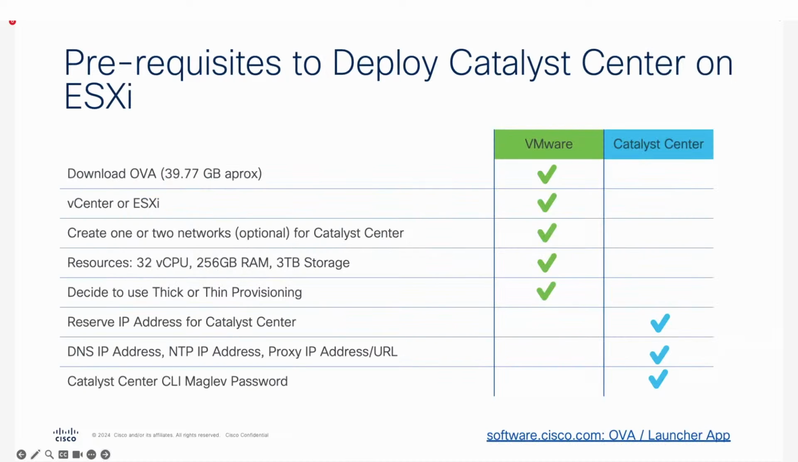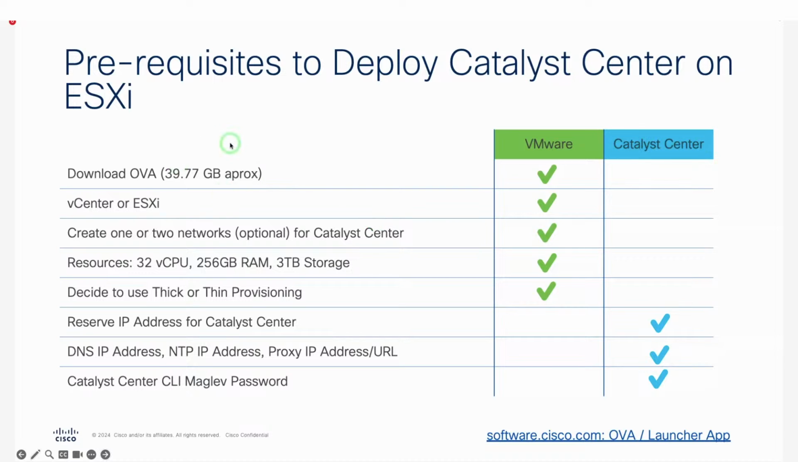Now, this is a list that you will be able to use whenever you are preparing for your deployment of the Catalyst Center on ESXi. Again, first you will need to download the OVA. You can get it from cisco.com or software.cisco.com. This is the OVA, and you can also get the launcher. I will show you in a bit a little more of these details.